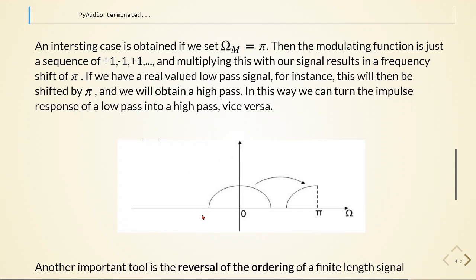In this way, we can turn the impulse response of a low pass into a high pass and vice versa. So here we see that we have this low pass and we shift it by pi, which is also modulating, when the modulating function is just a sequence of plus or minus 1. We set our omega equal to pi and it will modulate, and we will have this high pass, for example.